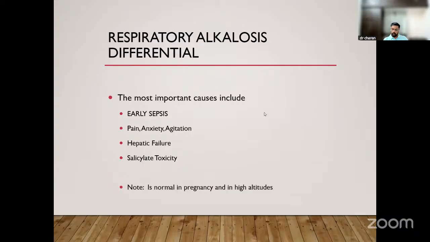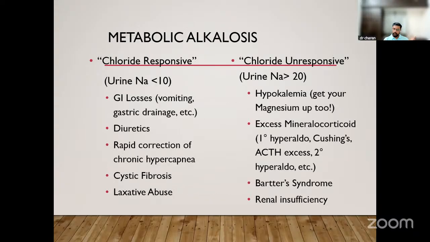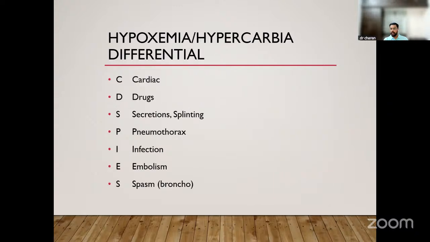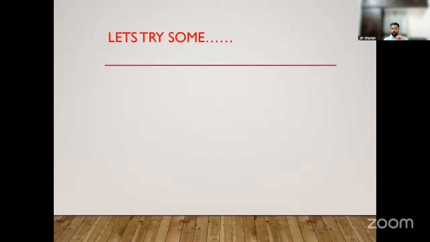If it is a respiratory alkalosis, again it can be because of pain, anxiety, early sepsis, hepatic failure, or salicylate toxicity. Again, you can test for all those things. So based on these differential diagnoses, you can start evaluating the patient in those directions. So that is the main use of using an ABG.